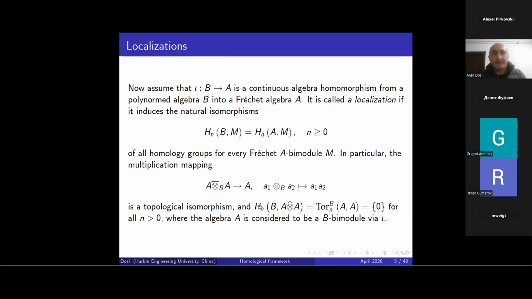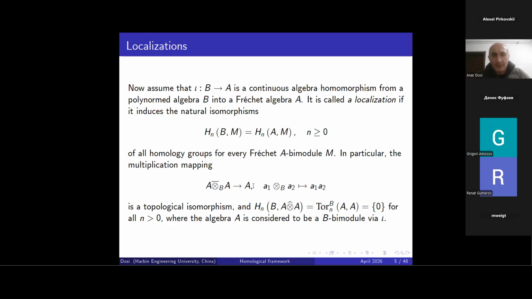Okay, one more. We need localization. We know what that is. I have given several talks about it. So we have a continuous algebra homomorphism from B, which is not necessarily Fréchet, any polynomial algebra, into a Fréchet algebra A. It's called a localization if the induced map of homologies for every Fréchet A-bimodule, which is automatically a B-module, is an isomorphism of homology groups. Then we say that the map is a localization.